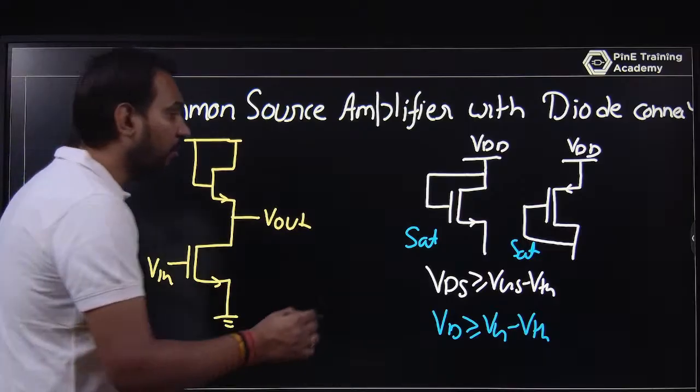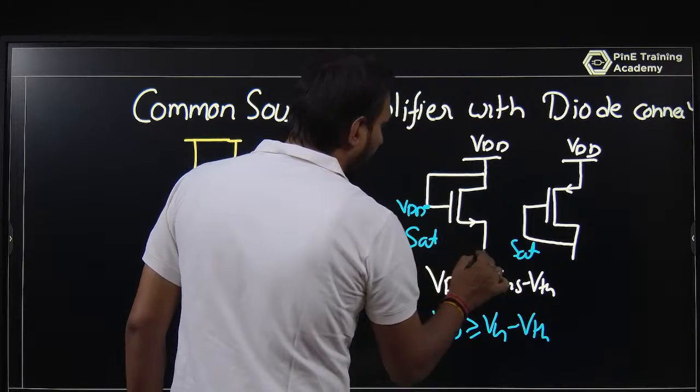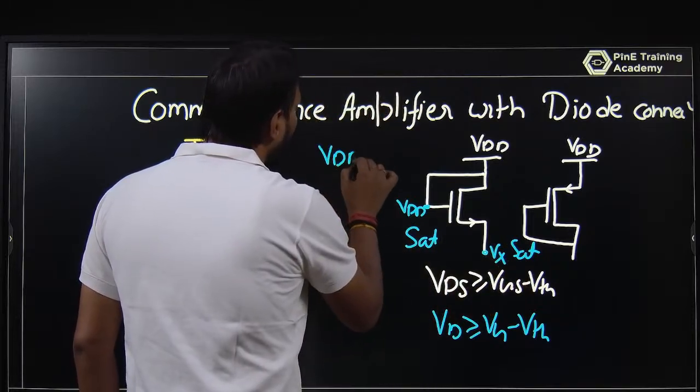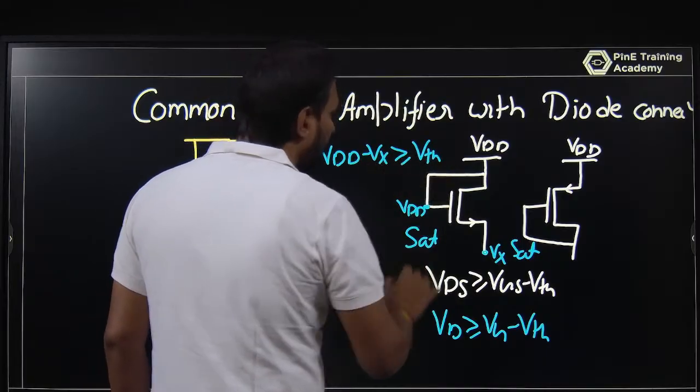What is the meaning of on? That means let this be VDD and here you have a source voltage Vx, so VDD minus Vx is greater than or equal to VTH for the MOSFET to be on.